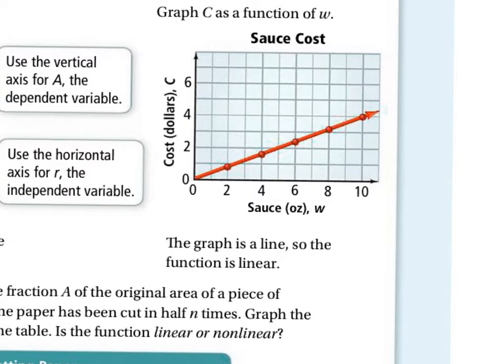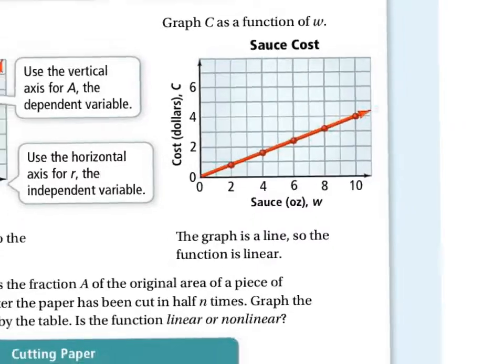And then the sauce cost, that one is linear. That one's just 80 cents per every 2 ounces.